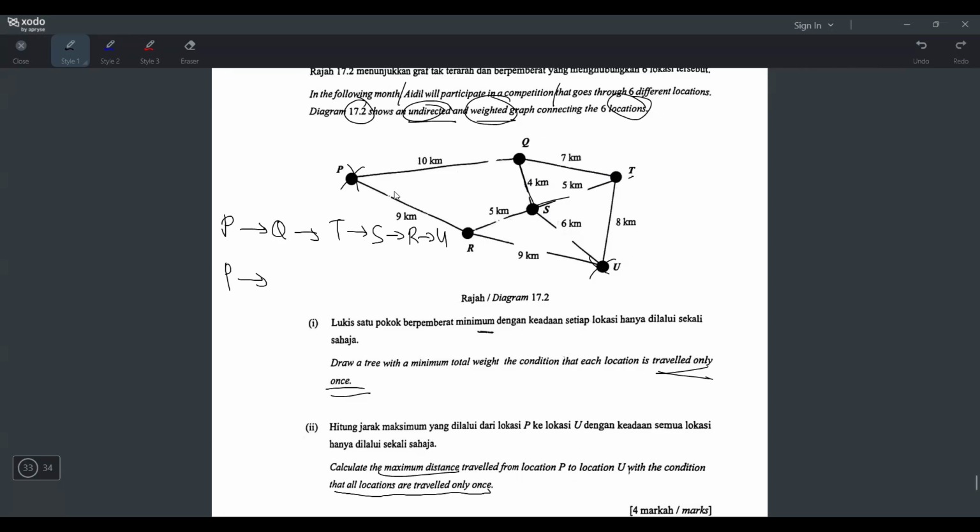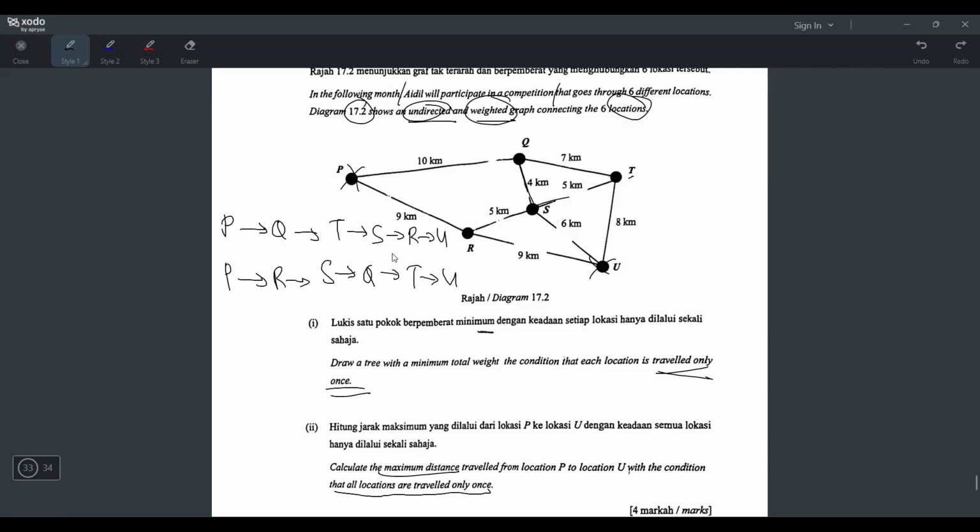So I think the other way is maybe go P to R. So P to R, and then R, don't go to U, because you have to end at U. So maybe R go to S, and then Q, T, U. And I think this is the only two paths that you can go, because there's no other path. Because if you go P, R, R go to S, and S go to T, cannot, because you go T, then you will get stuck here, right?